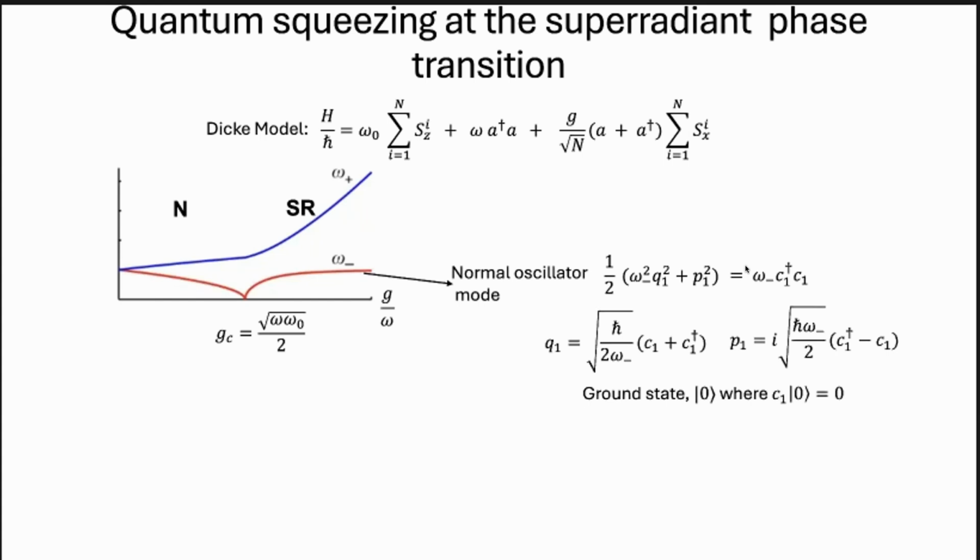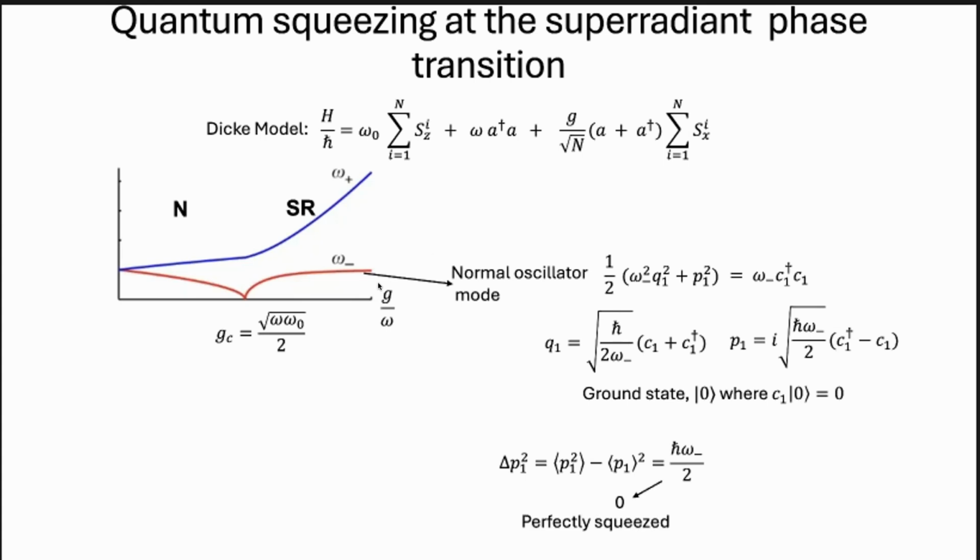Once I have that, I can redefine these conjugate operators Q1 and P1 in terms of my ladder operators. And then it's very clear that these are conjugate, they don't commute. So there's some possibility of squeezing happening there, because they obey this uncertainty principle, right? So in the ground state, one can calculate the variance of these operators. If we simply calculate the variance of this operator P1 in the ground state, it turns out it's directly proportional to omega minus.